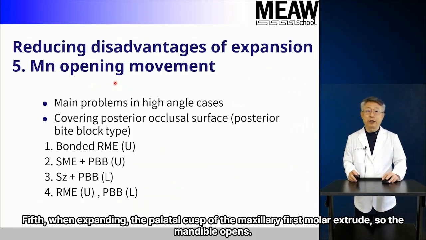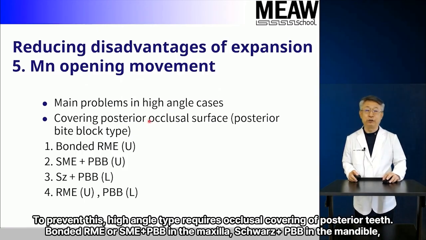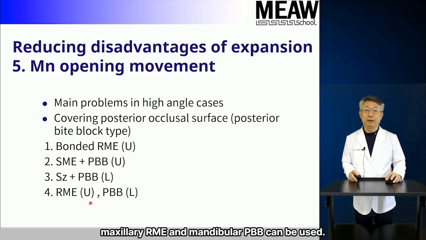Fifth, when expanding, the palatal cusp of the maxillary first molar extrudes, so the mandible opens. This is the main problem in high-angle type. To prevent this, high-angle type requires occlusal covering of posterior teeth: bonded RME or SME PBB in the maxilla, Schwartz PBB in the mandible. Maxillary RME and mandibular PBB can be used.